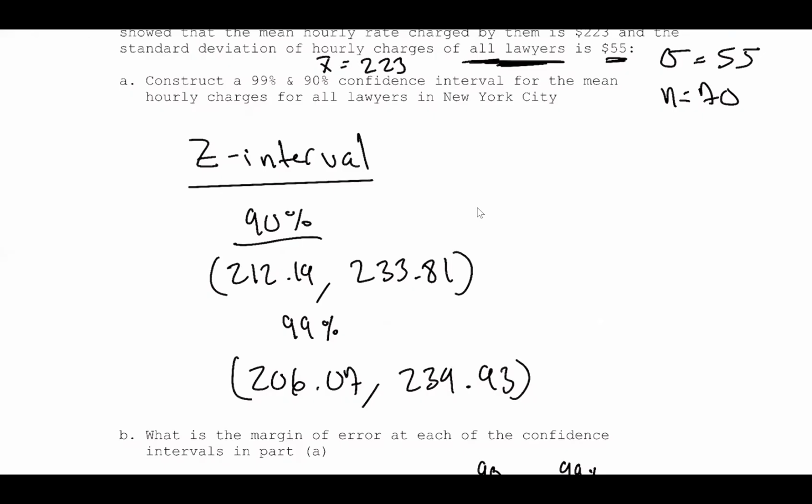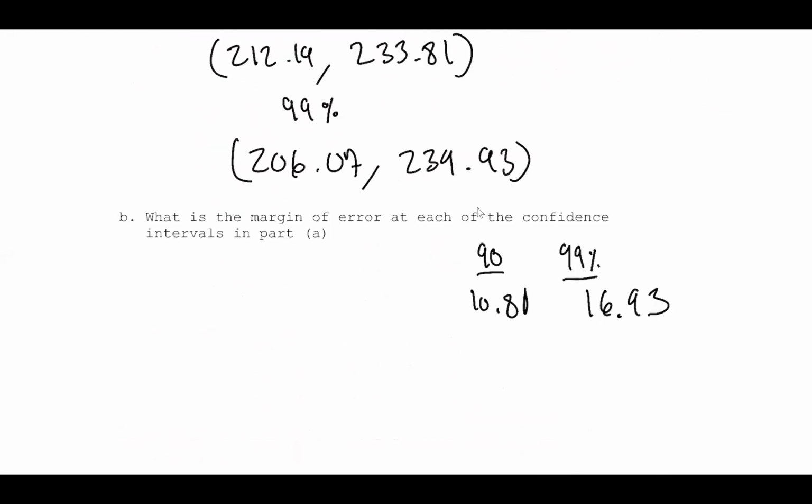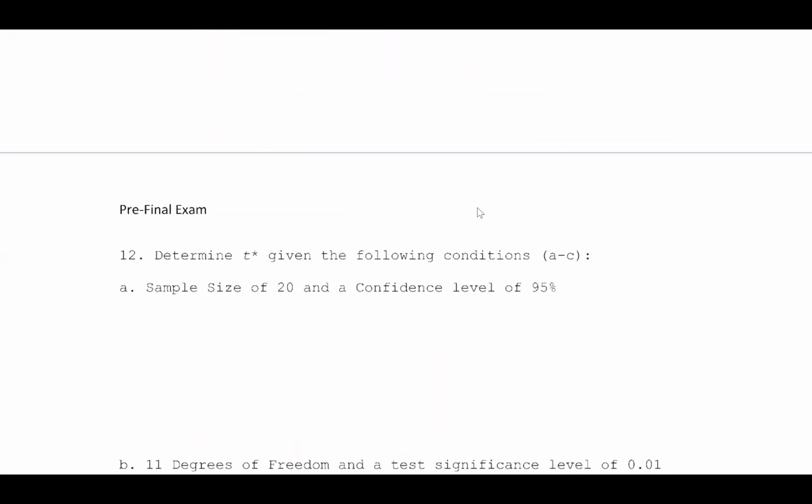All right, so that's your A. So if you look at A, I have my 2 confidence interval, and if you look at B, I have my 2 margin of error. All right, but any question in regard to A or B? All right, so let's go ahead and do this one.